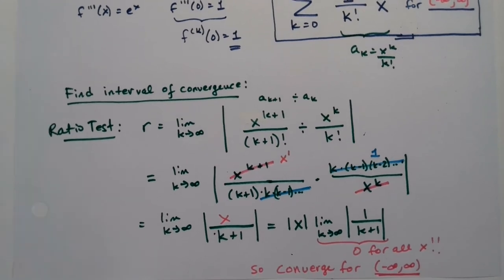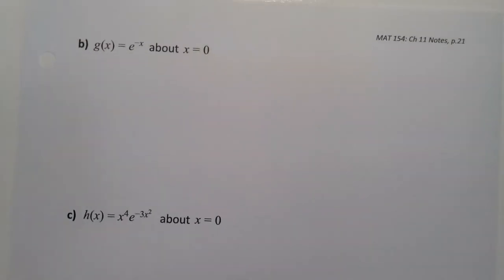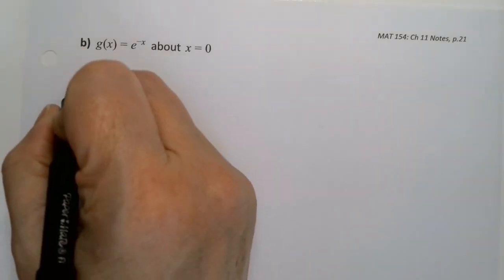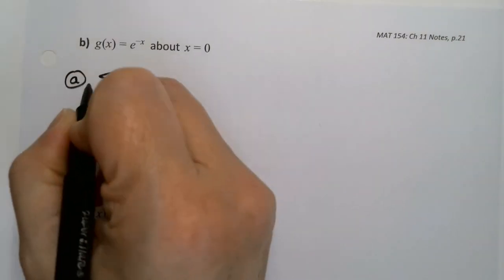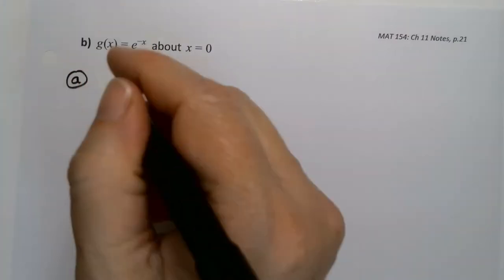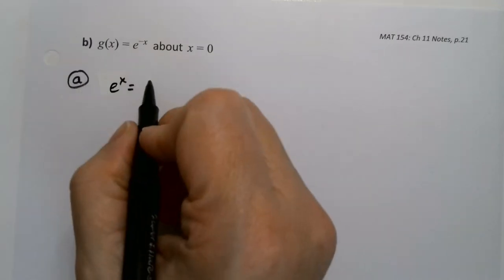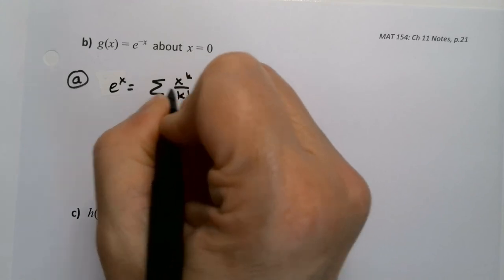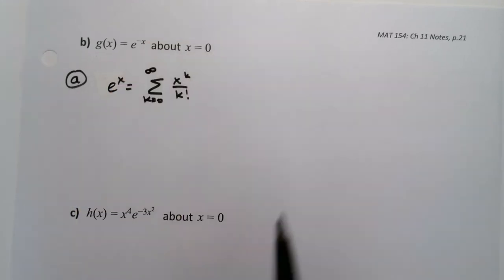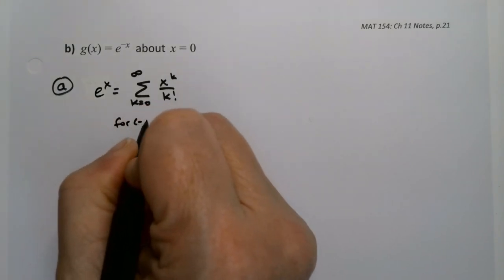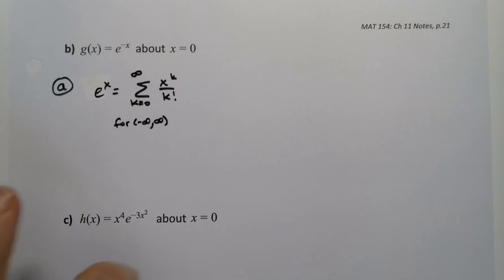Now, let's use what we just did to come up with the one for e to the negative x. So let's think about this. We just determined in A that e to the x is equal to the power series x to the k over k factorial from k equals 0 to infinity. Right? We just determined that, and it was for negative infinity to infinity.